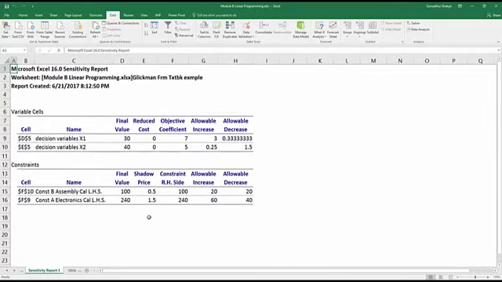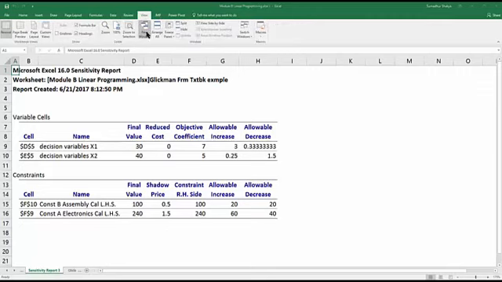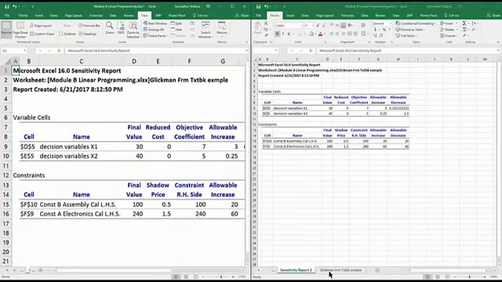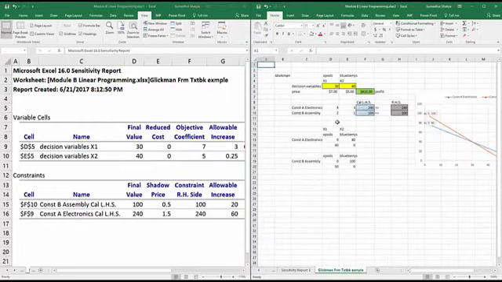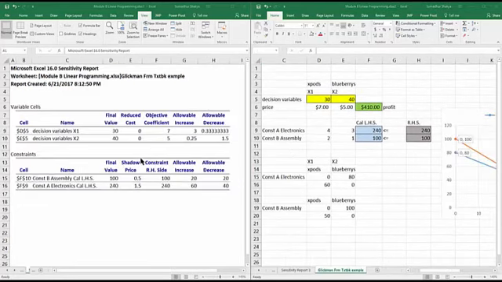Now let's understand this sensitivity report such that I'm going to bring in view, new window. Okay, and here I have the example. This is what we had here, our problem. Let's see what all things we can look at from the sensitivity report. The sensitivity report tells us a lot of information in very compact form for most of the what if scenarios that are possible for the linear programming.